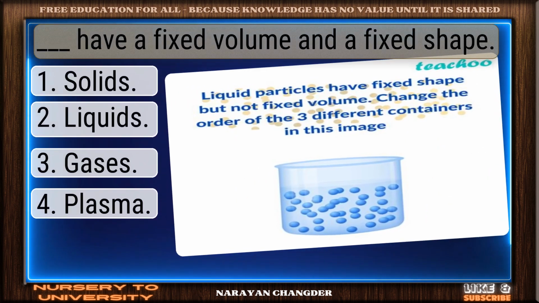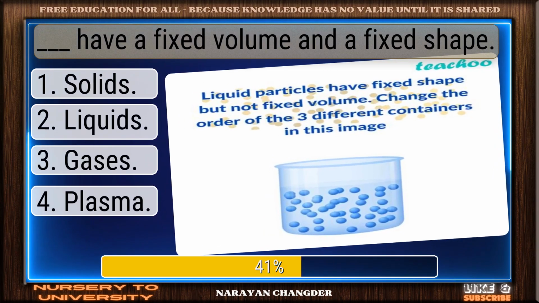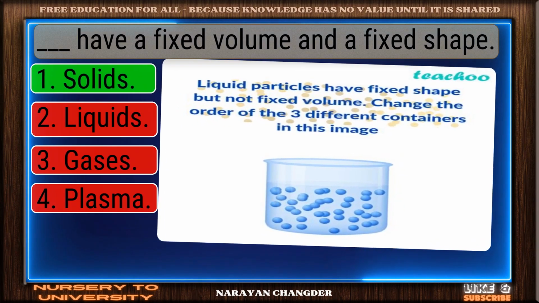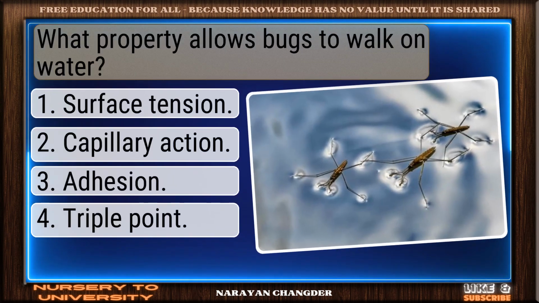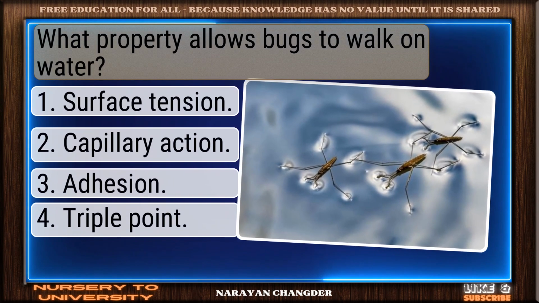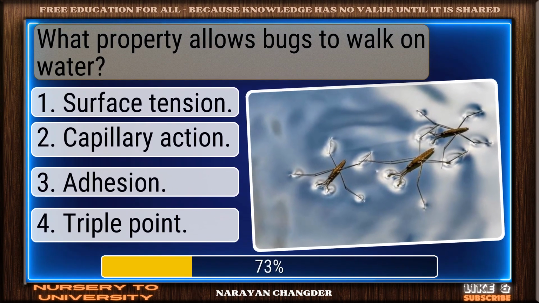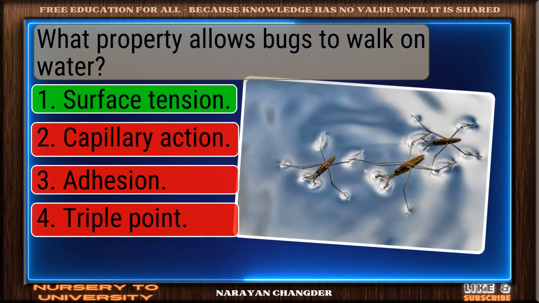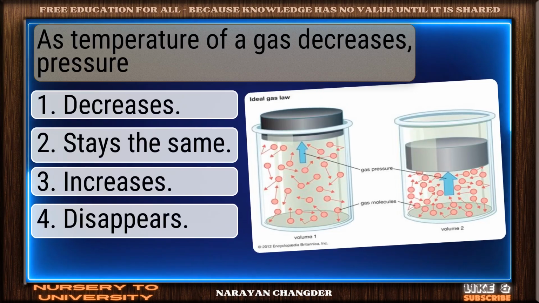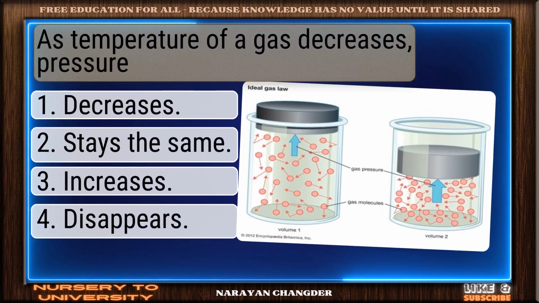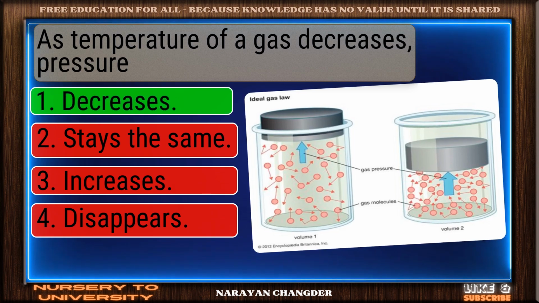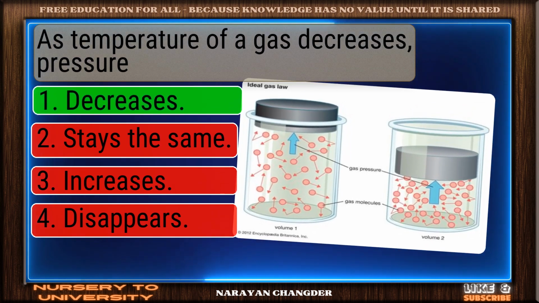Dash have a fixed volume and a fixed shape. Good job. Your answer, solids, works well here. What property allows bugs to walk on water? Smart pick. Surface tension is the correct choice. As temperature of a gas decreases, pressure. Well picked. Decreases is the correct answer.